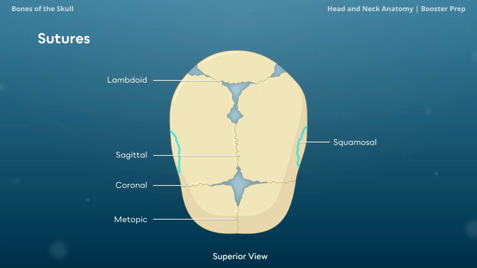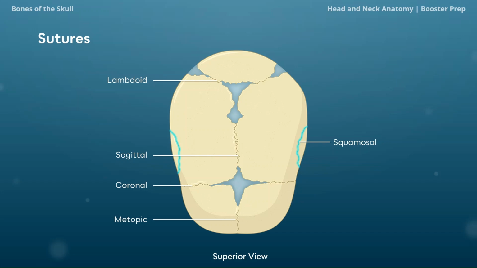A good way to remember these suture names is to remember that metopic means forehead, which is where the suture joins the bones at the front of your head. A cut down the sagittal suture gives you a sagittal view of the skull, and a cut down the coronal suture gives you a coronal view of the skull. The squamous suture is squished at the side of the head, and the lambdoidal suture looks like the Greek lambda symbol. Sutures close within 20 years after birth.